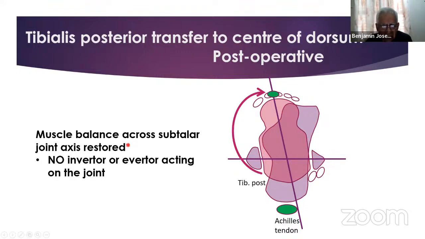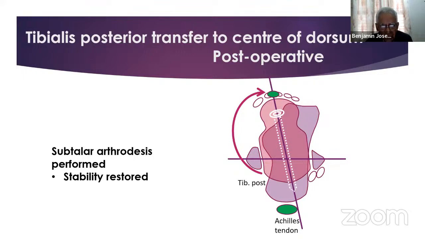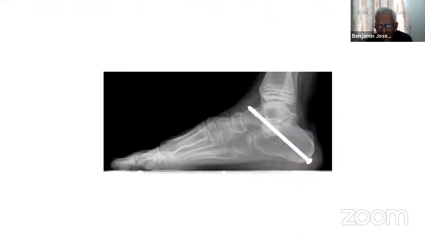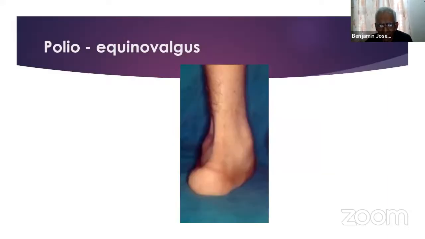However, the subtalar joint is rendered unstable, and that might cause problems. So you need to stabilize the subtalar joint by fusing it. And here I've drawn a screw to signify subtalar fusion. This was the Dennyson-Fulford technique, with a screw across the subtalar joint. You can see some graft in the sinus tarsi.